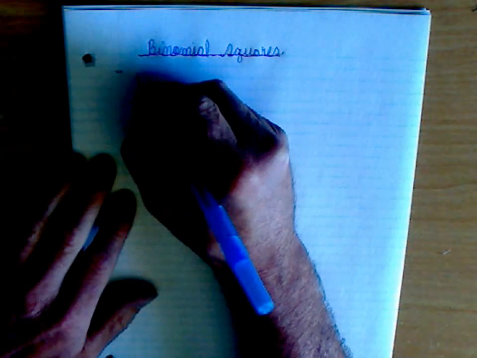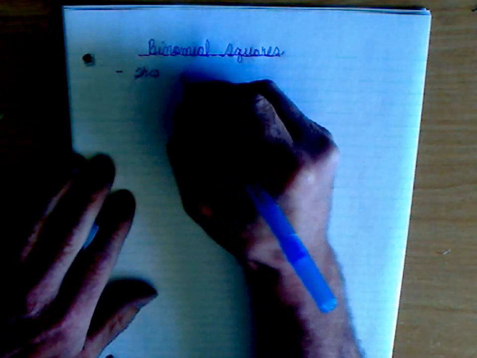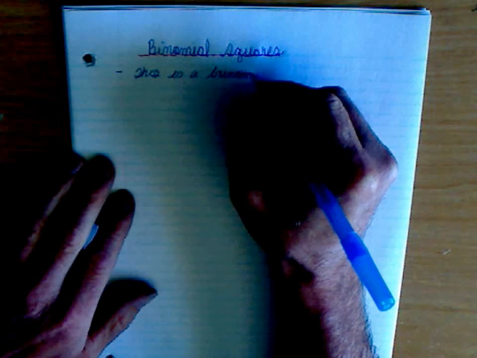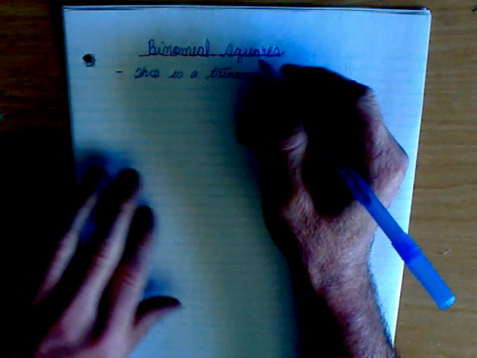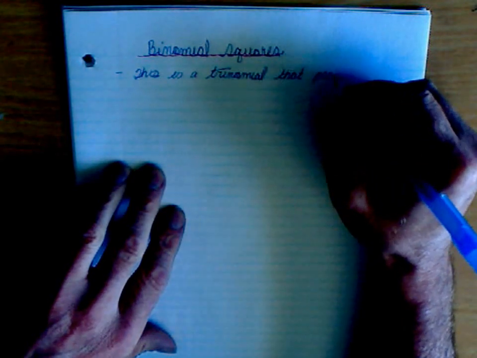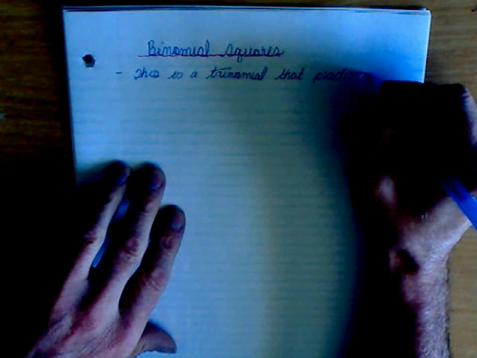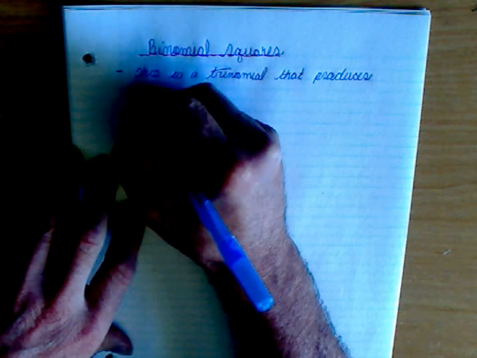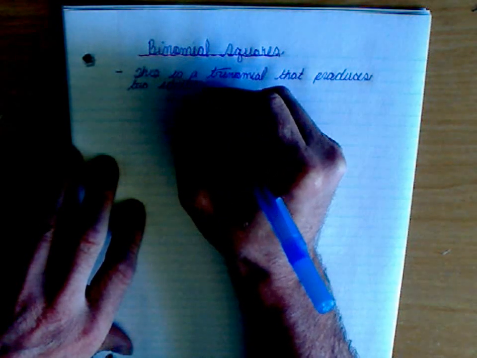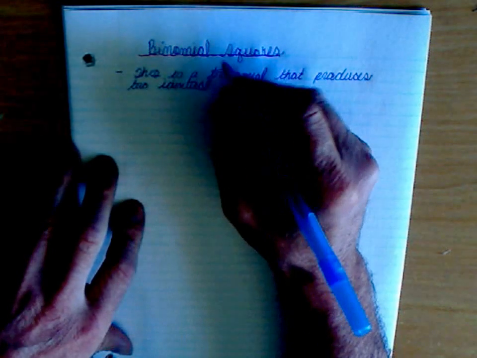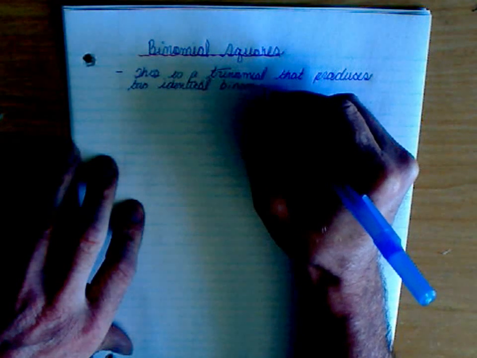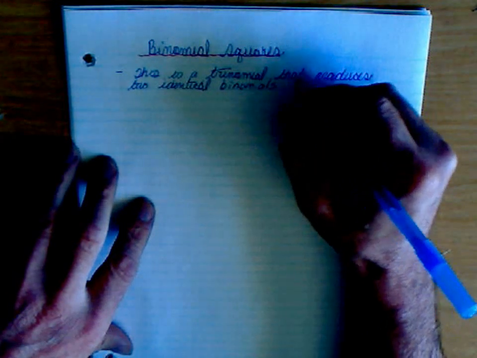What this means is, this is a trinomial. So a binomial square is a trinomial that produces, or that results in, if you like, two identical binomials. Two identical binomials when factored.